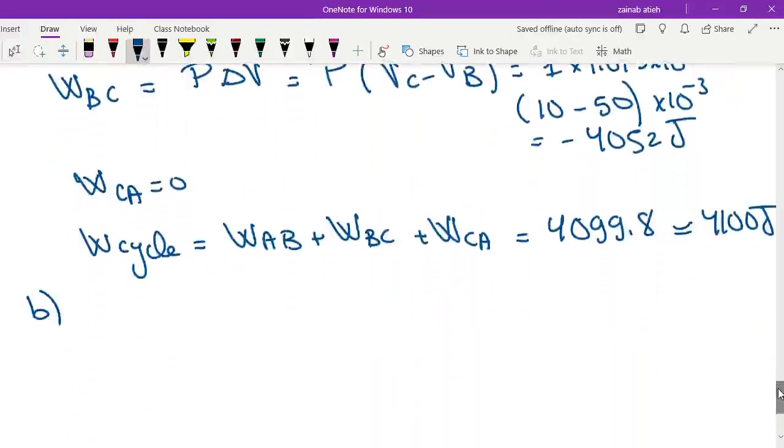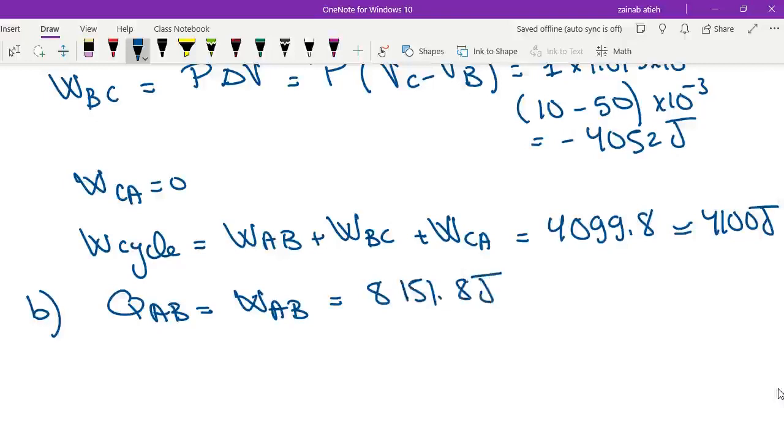This is part B. QAB is equal to work AB. I have already calculated work AB, it came out 8151.8 joule. Let's calculate now Q. I've said QCA. CA is a heating process.